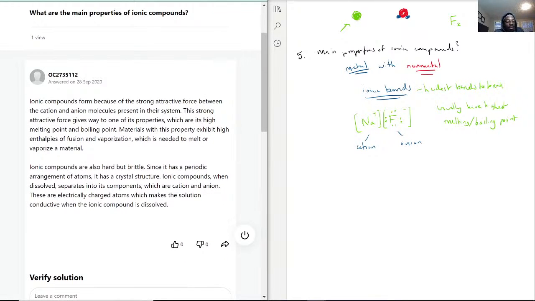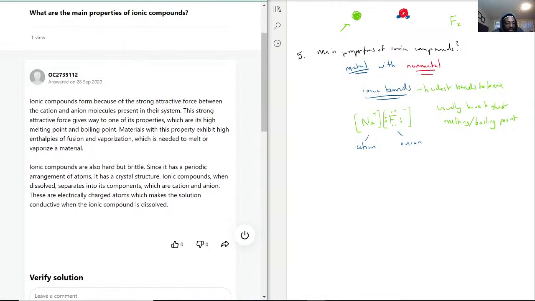And ionic compounds are also hard and brittle, so you'll see a lot of them in powders or in crystallized structures. That's usually what we see for ionic compounds. An example would be salt, for example, NaCl.